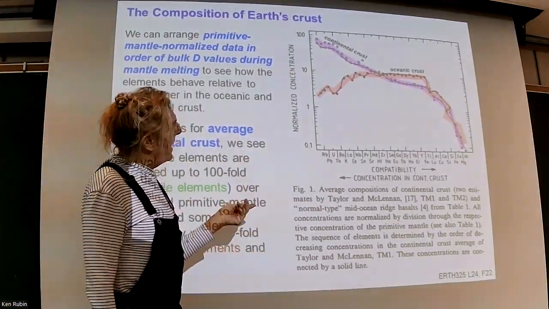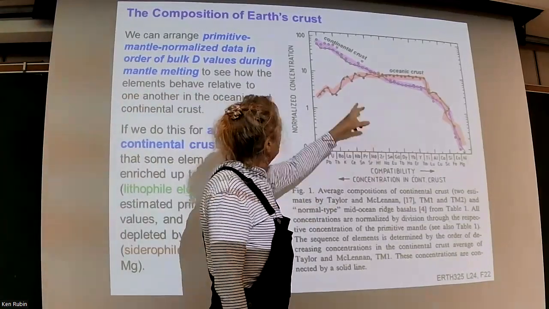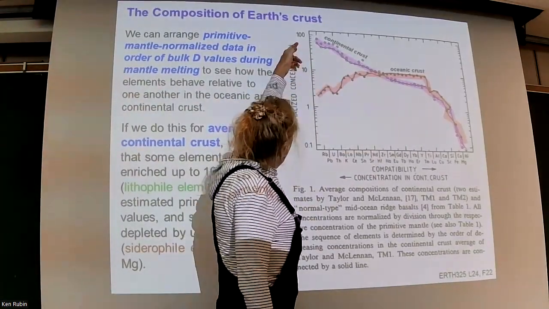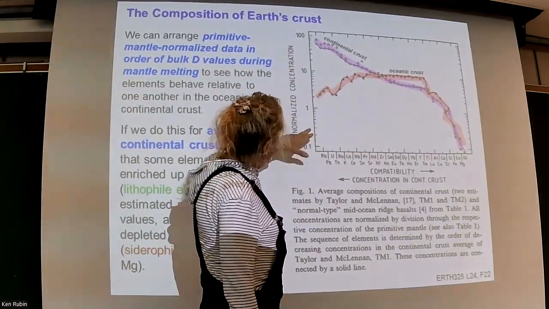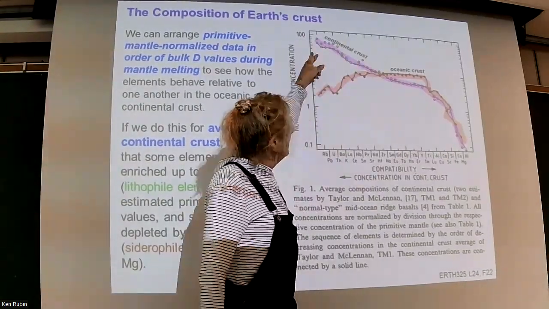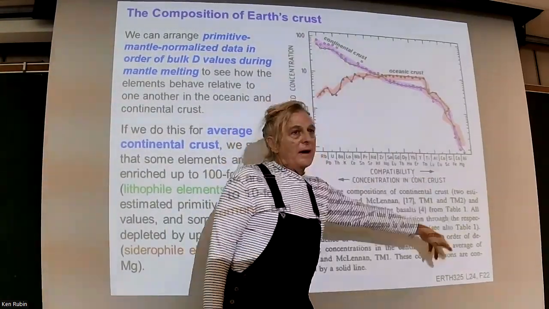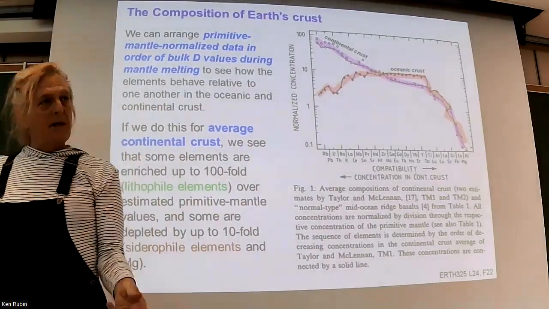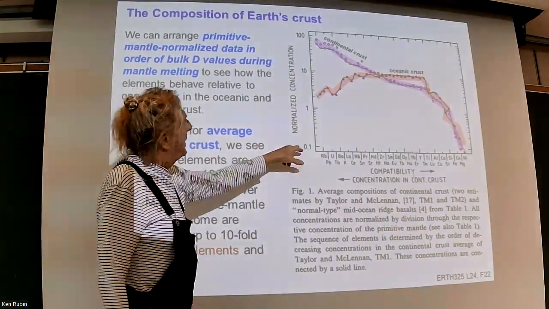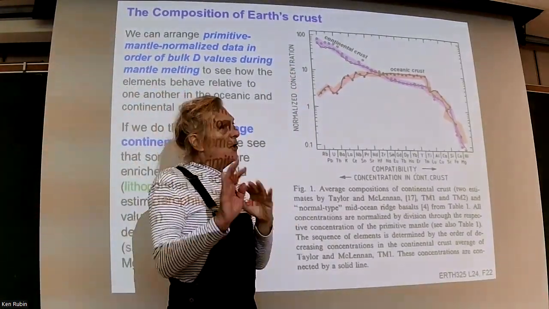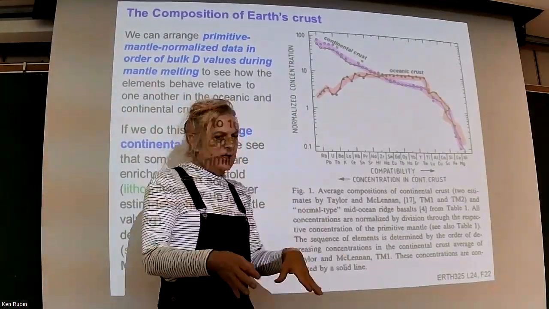Okay, so if we look at this pattern, elements organized by their compatibility, by like a factor of 100 or 1,000 between these ones here and these ones here, there's a pretty simple pattern, right? The bigger the D, the lower the value, and the higher the D, the bigger the value. Okay, now look at oceanic crust. Oceanic crust that's formed today on Earth.